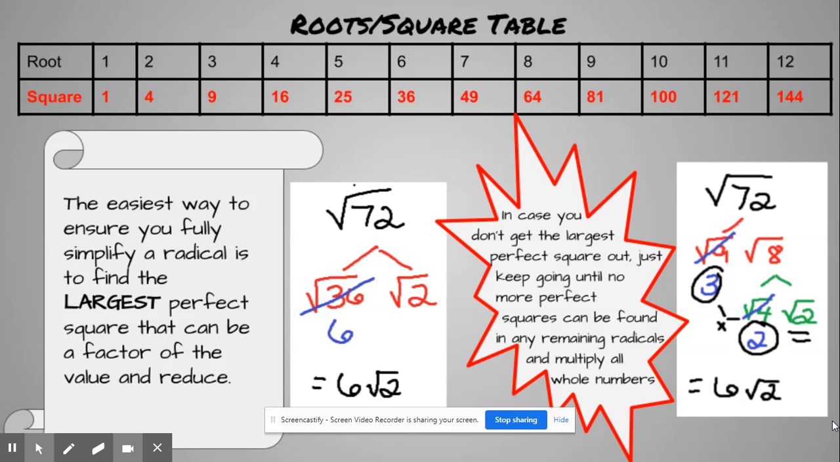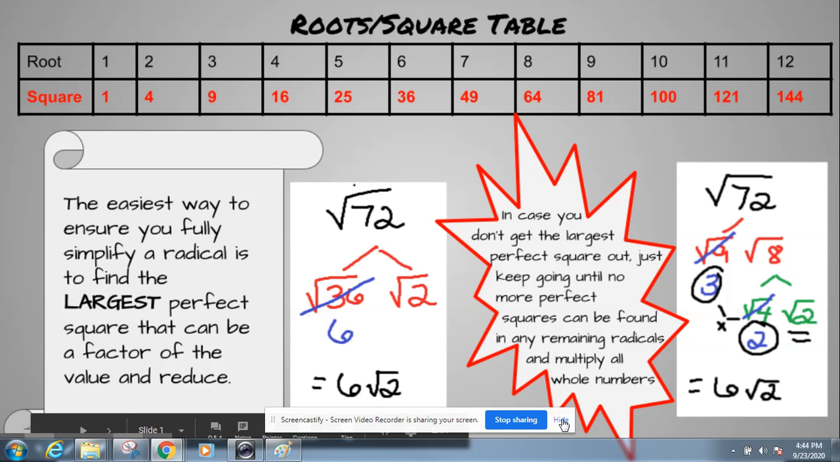So on the very top of the screen, you're going to see the roots in the square table. Those are very common perfect squares that you want to be aware of. So from 1 to 12, even if you know all the way out to 15 is great, but your most common ones are going to be 1, 4, 9, 16, 25, so forth and so on. Everything that you see on that table right there.